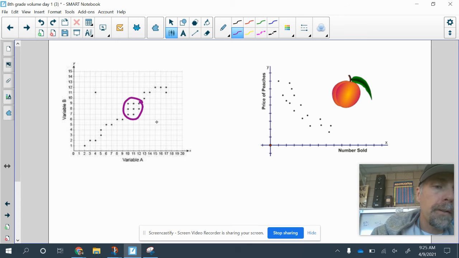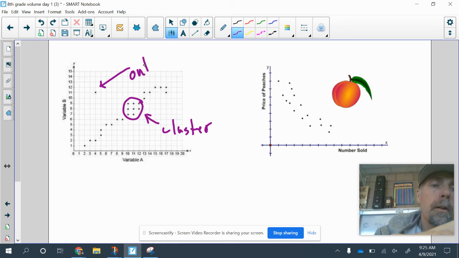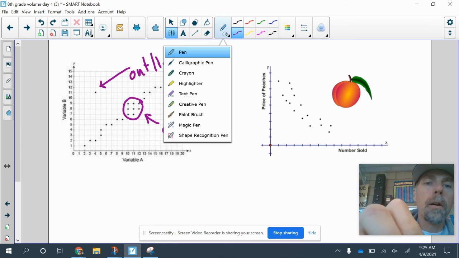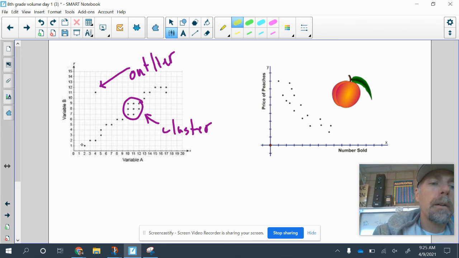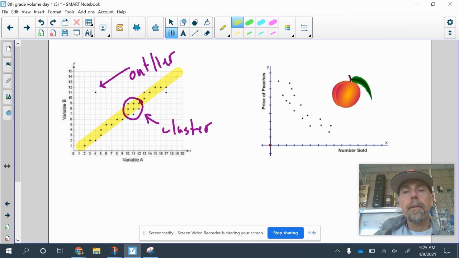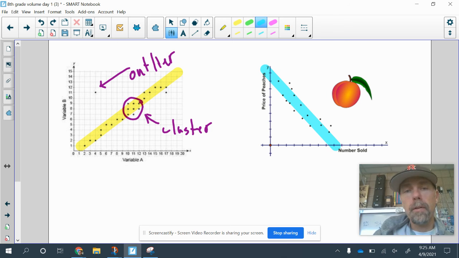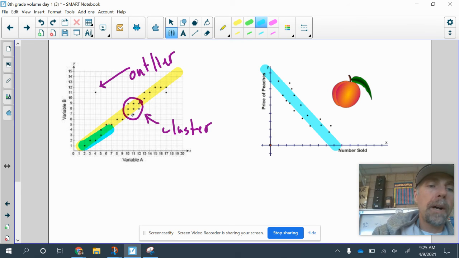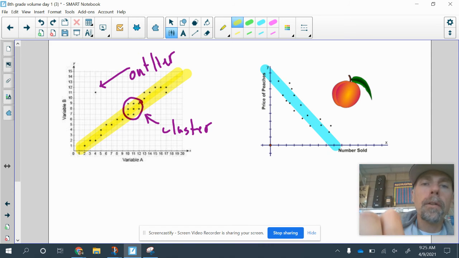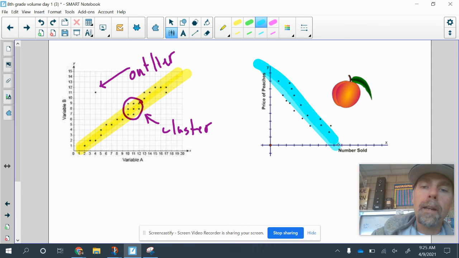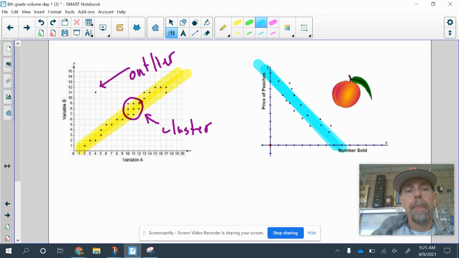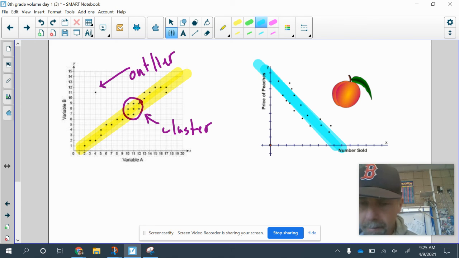I see a cluster. I see an outlier. I see a positive linear correlation. I see a negative linear correlation. Positive linear, negative linear. Cluster, outlier, you got it? I think you guys got it.